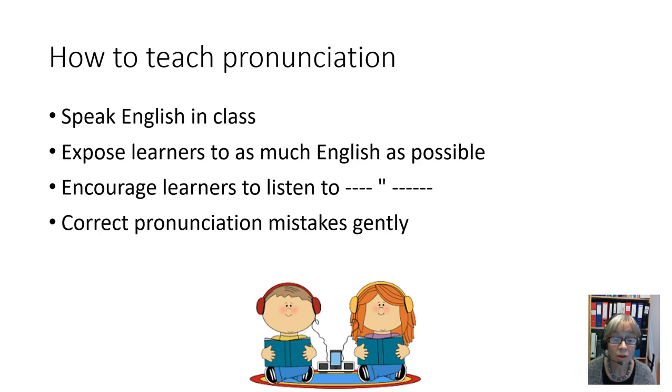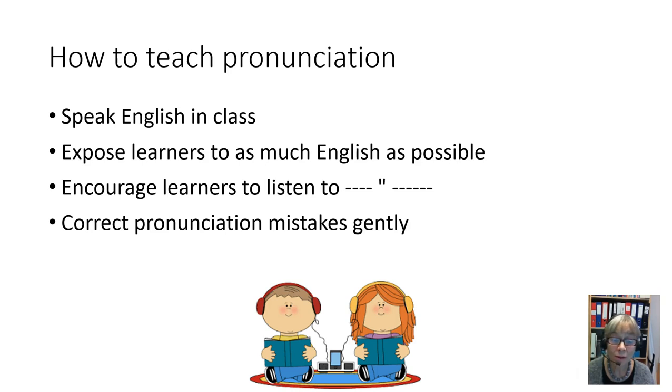Perhaps even more important is this: correct pronunciation mistakes gently. Don't stop anyone who tries to say something to you by pointing out the wrong vowel sound or an unvoiced S where there should be a voiced one. Remember, communication is the main goal. We should be much more interested in what people say than how they say it.